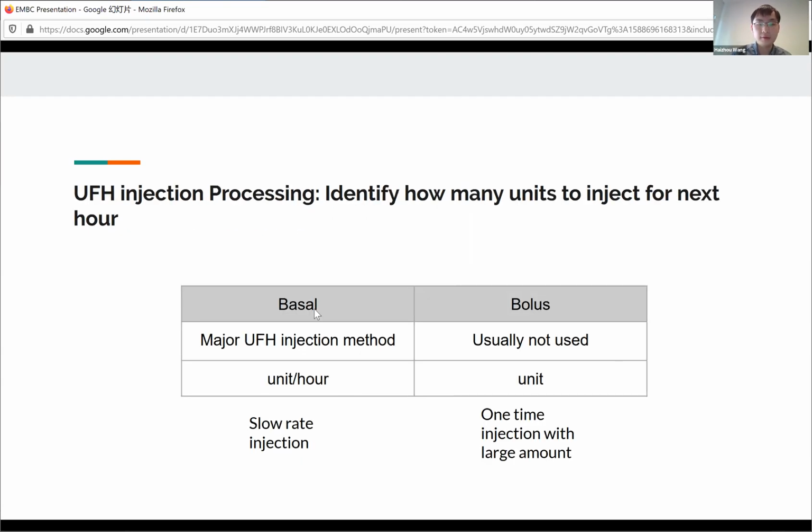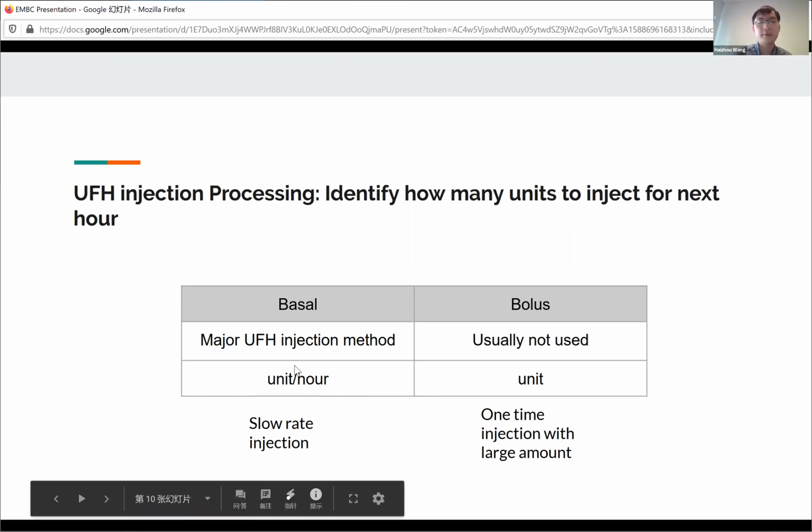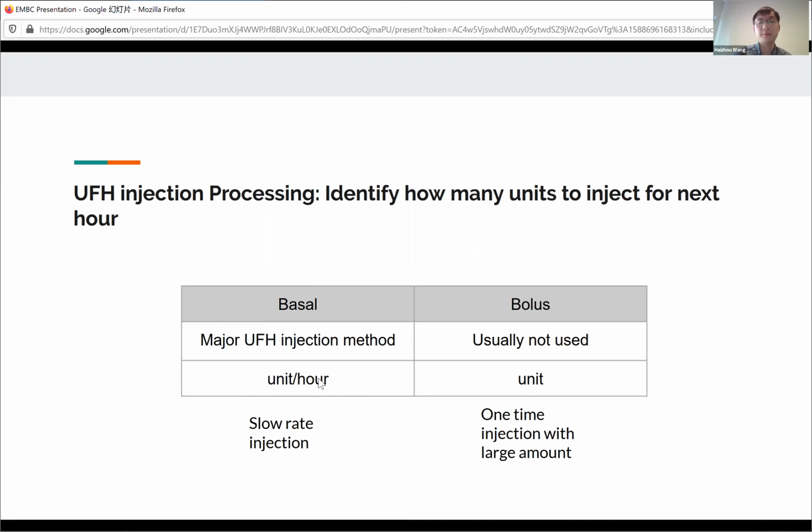So we found that there are two kinds of injection method in the database. The first one is basal, which is a slow rate injection over time. Basically, the basal's unit is units per hour. And then we have bolus, a one-time injection with a large amount. So basal is like one-minute ones, which is the safer way, while we also find there are quite a few boluses as well.